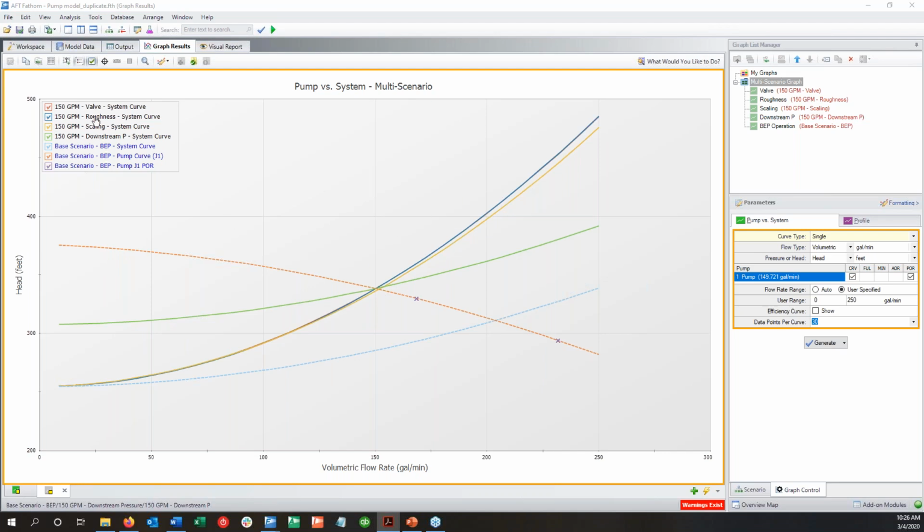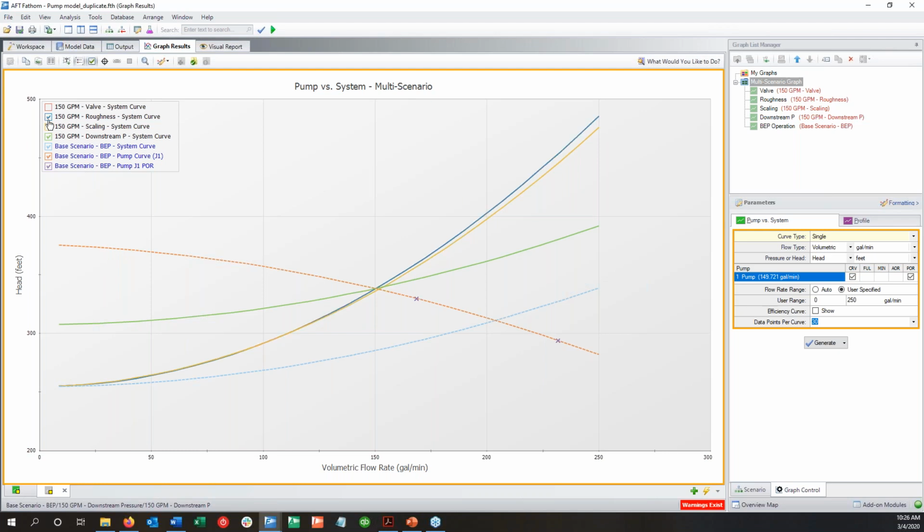So scaling, roughness, and the valve closure, those are all changing kind of the frictional aspects, the pressure losses that are going to vary with flow. Whereas when we changed our downstream pressure, we can see that now our y-intercept is moving. So now, not only does it have to overcome that frictional change, it looks like it's overcoming pretty much the same frictional change. Now it has to overcome this increase in static pressure.